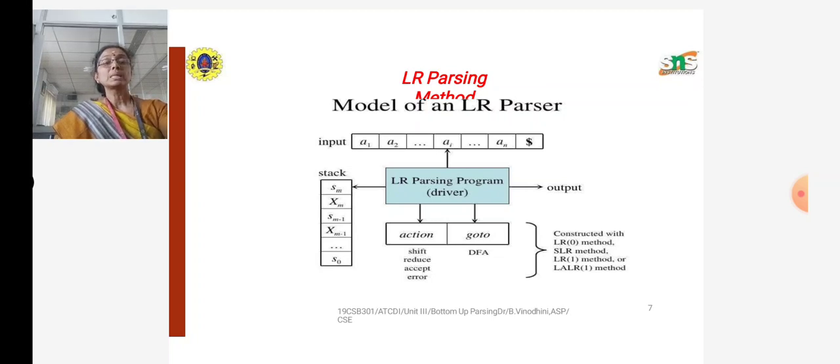I hope you understand what the bottom-up parser is doing, the types of parser, how we do shift reduce parsing using the stack implementation, and the model and architecture of an LR parser. Thank you.